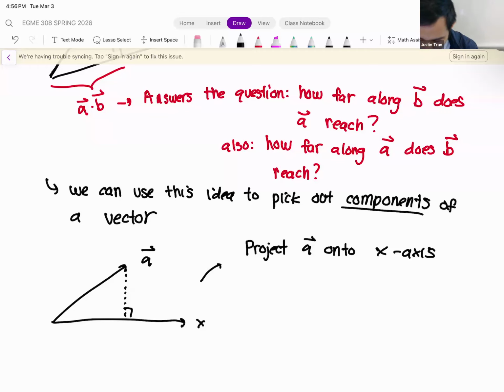To do that, we're going to take the dot product between A and a special vector called i hat, where i hat is a unit vector defined in the same direction as our x-coordinate.